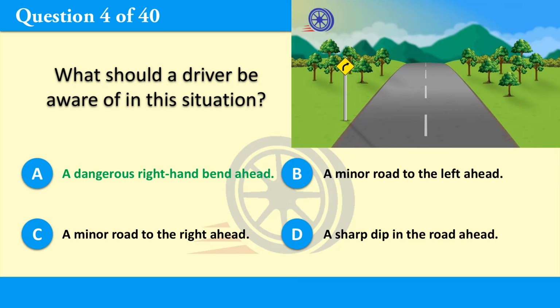Correct answer, A. A dangerous right-hand bend ahead. Explanation: you should always read the road ahead and be prepared to react to changing traffic situations, in this case paying attention to the warning sign clearly indicating a right-hand bend ahead.